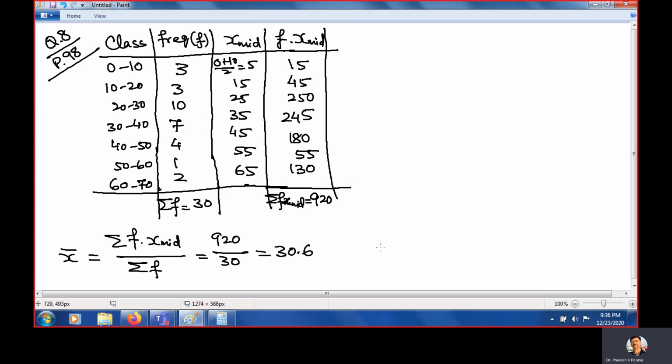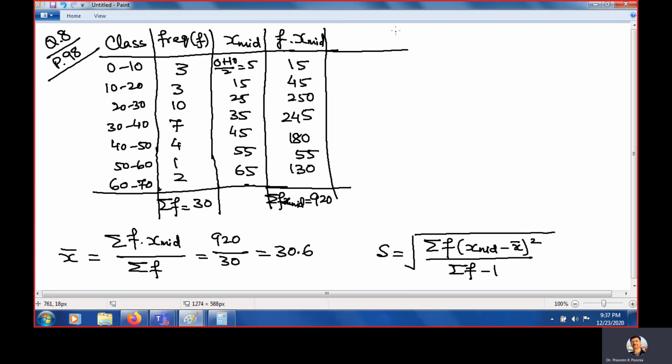Now the next part, you need to calculate standard deviation. And what is the formula I told you? The formula is sigma f into x mid minus x bar whole power 2 upon sigma f minus 1. This is the formula. So first you need to find x mid minus x bar, then whole power 2, then multiply by f. Clear?